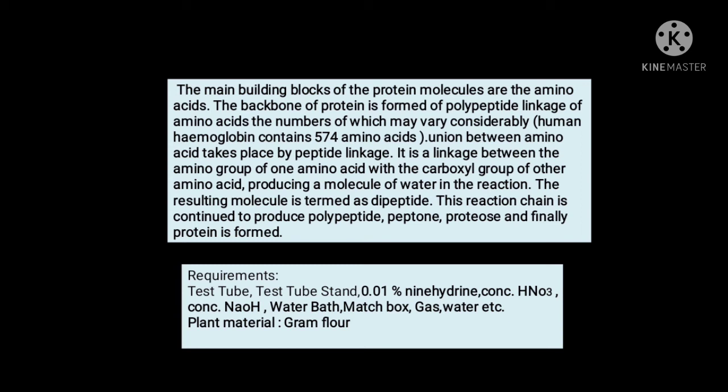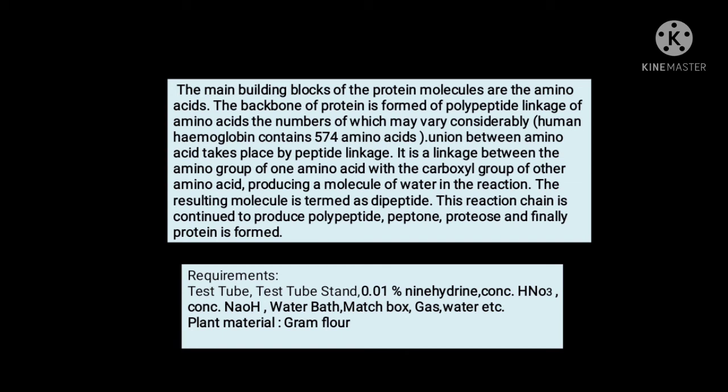It is a linkage between an amino group of one amino acid with the carboxyl group of another amino acid, producing a molecule of water in the reaction. The resulting molecule is termed as a dipeptide. This reaction chain is continued to produce the polypeptides, peptones, proteose, and finally the protein is formed.